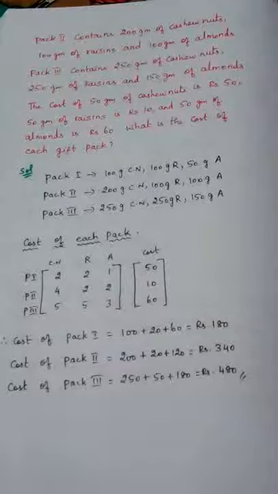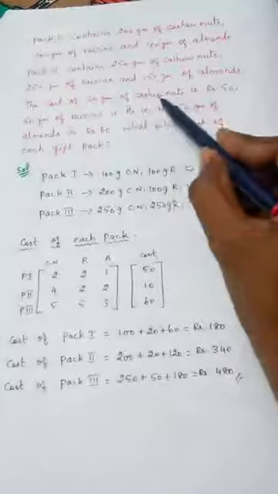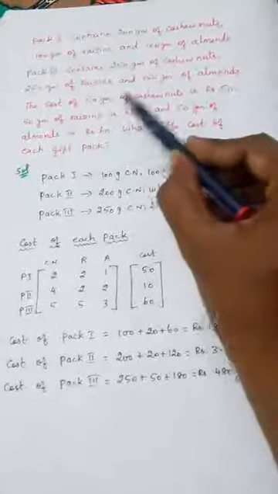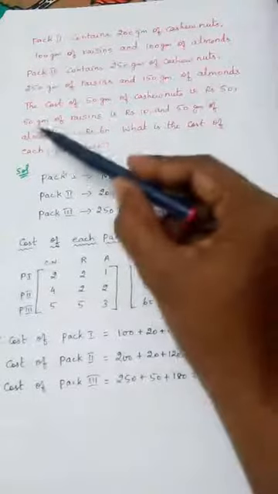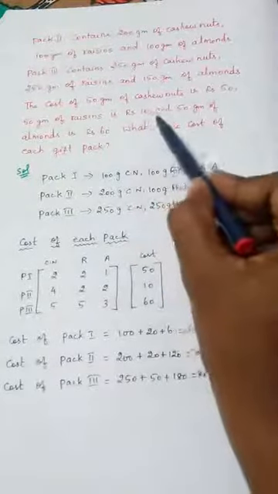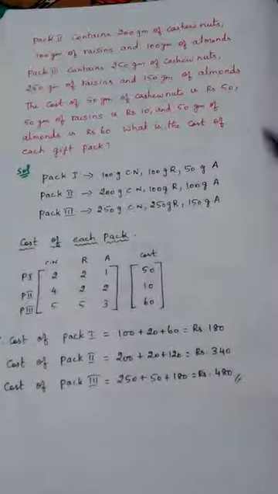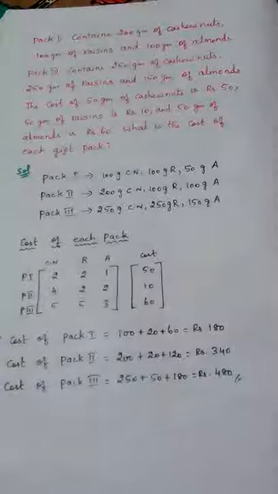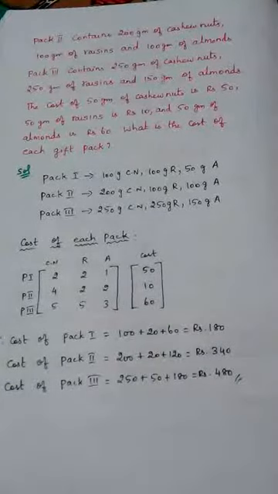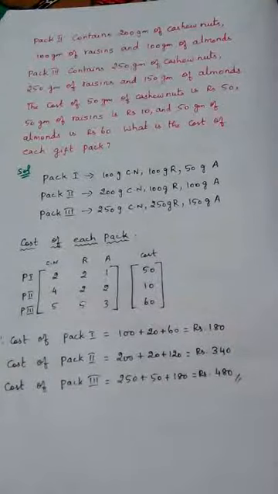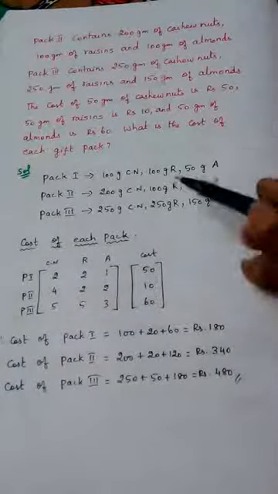And what other data is given to us is the cost of 50 gram of cashew nuts is rupees 50. 50 gram raisins rupees 10. 50 gram of almonds is rupees 60. So what is the cost of each gift pack? That is the question. So very simple question. Using matrix calculation, we are going to find out the answer. Using matrix method, try to find out the answer. So the entire question is narrated here in these 3 lines.